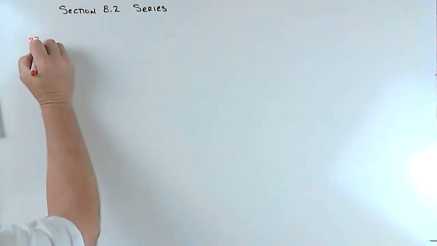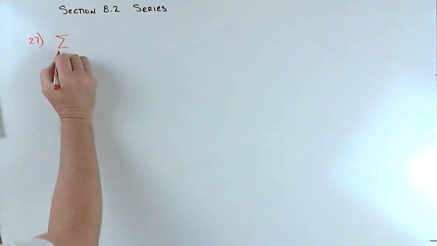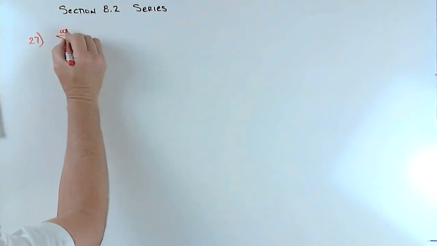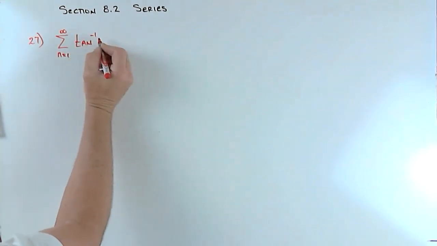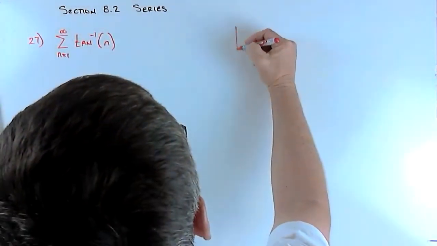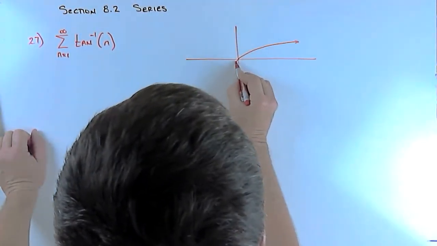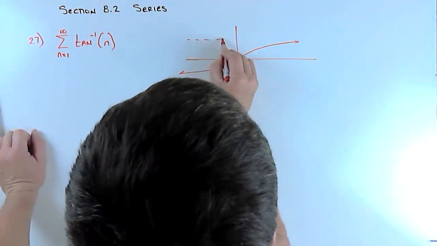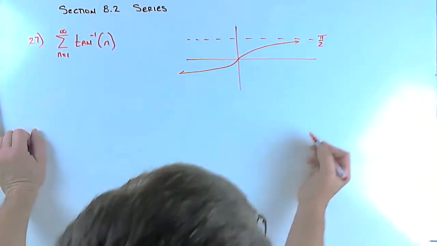All right, next we'll look at number 27. 27 is for the sum n equals 1 to infinity of arctan, or inverse tangent, of n. Now here, having a little knowledge about the graph of inverse tangent pays off. We know the graph of inverse tangent behaves like this. It has a horizontal asymptote as n goes to infinity of pi over 2.